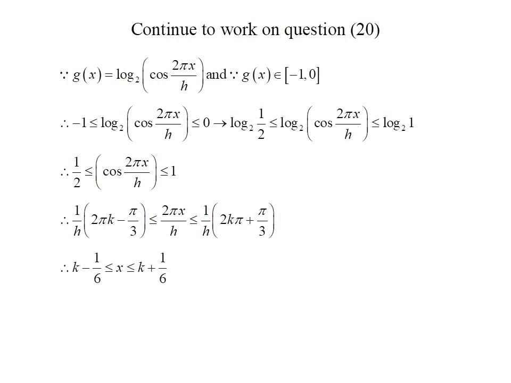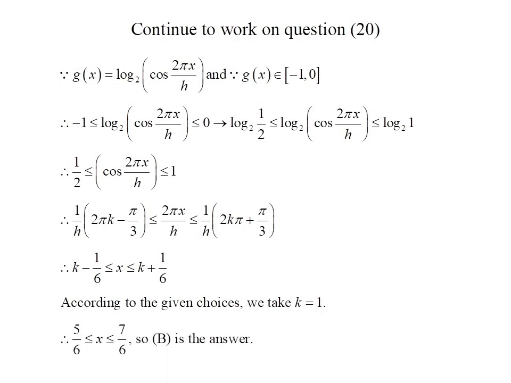The inequalities can be simplified to x is greater than or equal to k minus 1 over 6, but less than or equal to k plus 1 over 6. According to the given choices, we set the value of k equal to 1. So the domain of g of x is within the closed interval from 5 over 6 to 7 over 6. And accordingly, B is the answer for question 20.